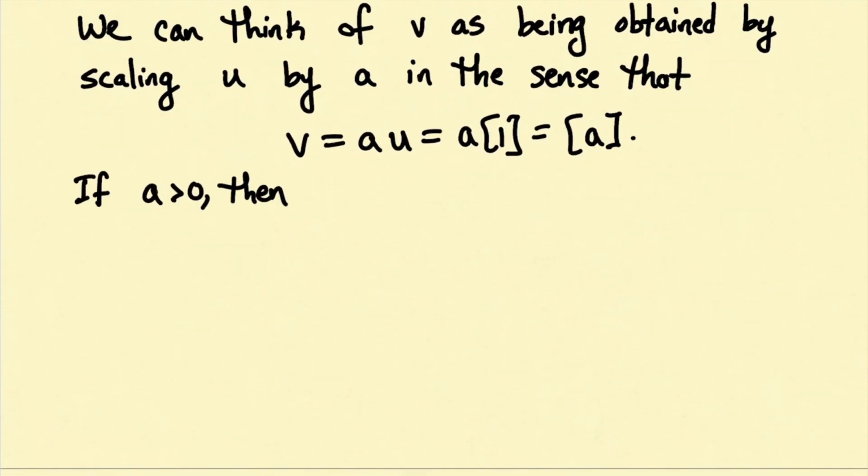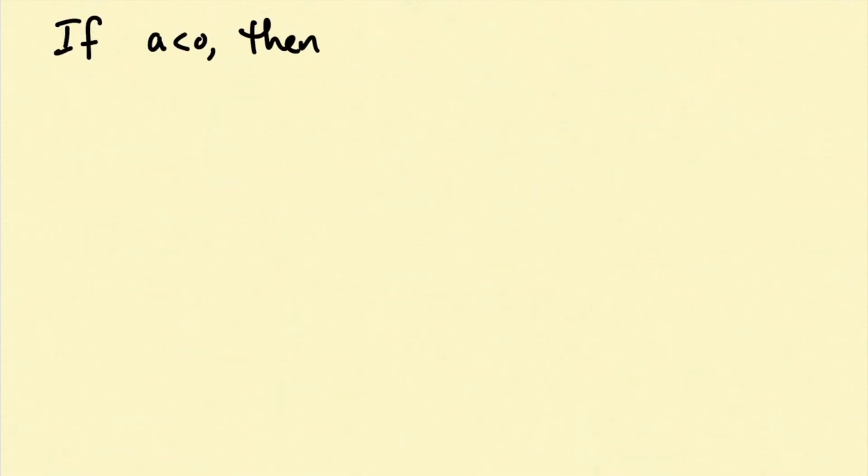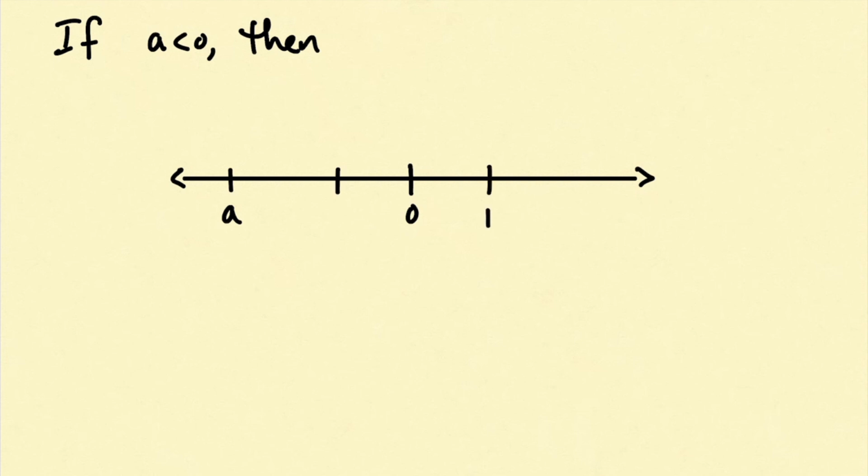So for example, if a is a positive number, then we have the following picture. If a is bigger than 1, then we can stretch the unit vector u by a factor of a to get v. This is the scaling operation. And if a is smaller than 1, we could think about compressing the unit vector u by a factor of a to get v. If, on the other hand, a is less than 0, then we have the following picture.